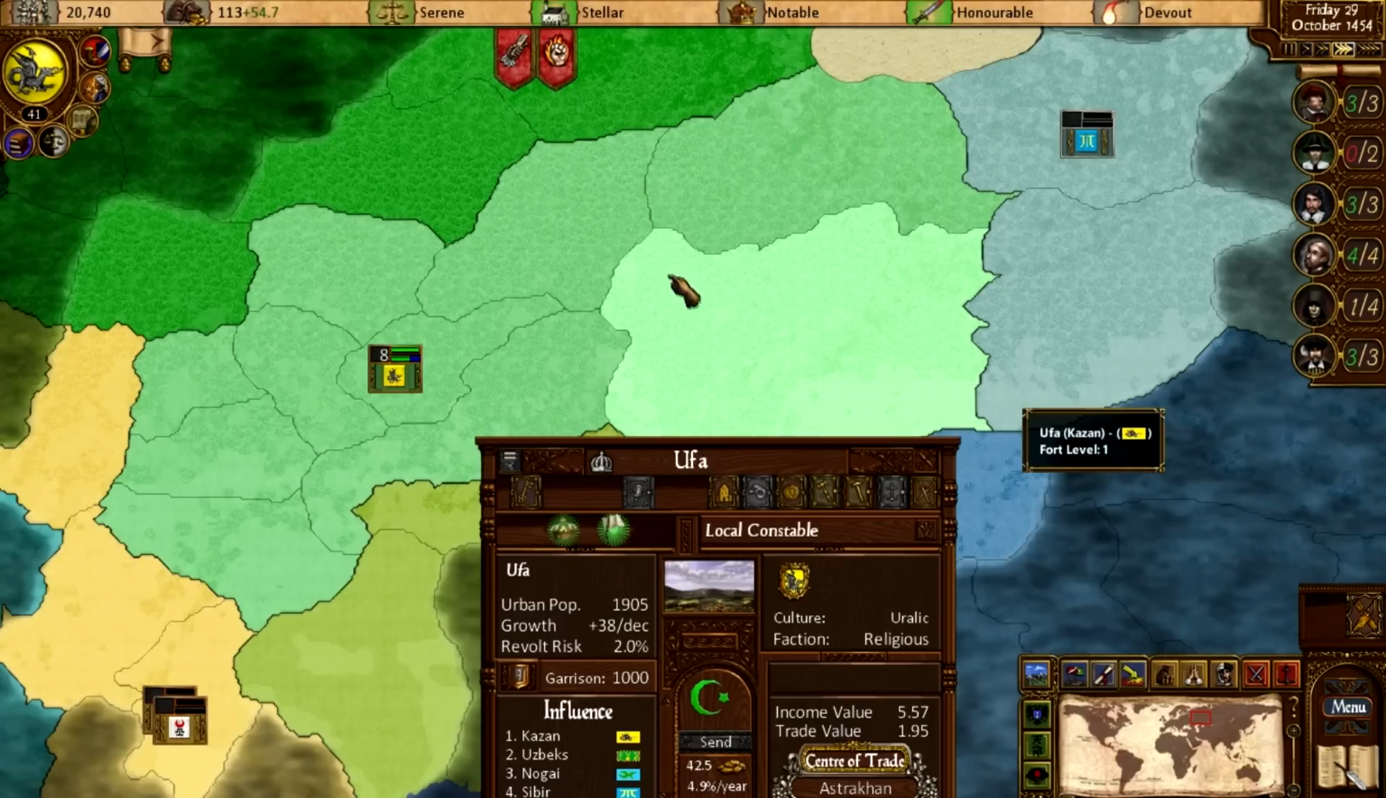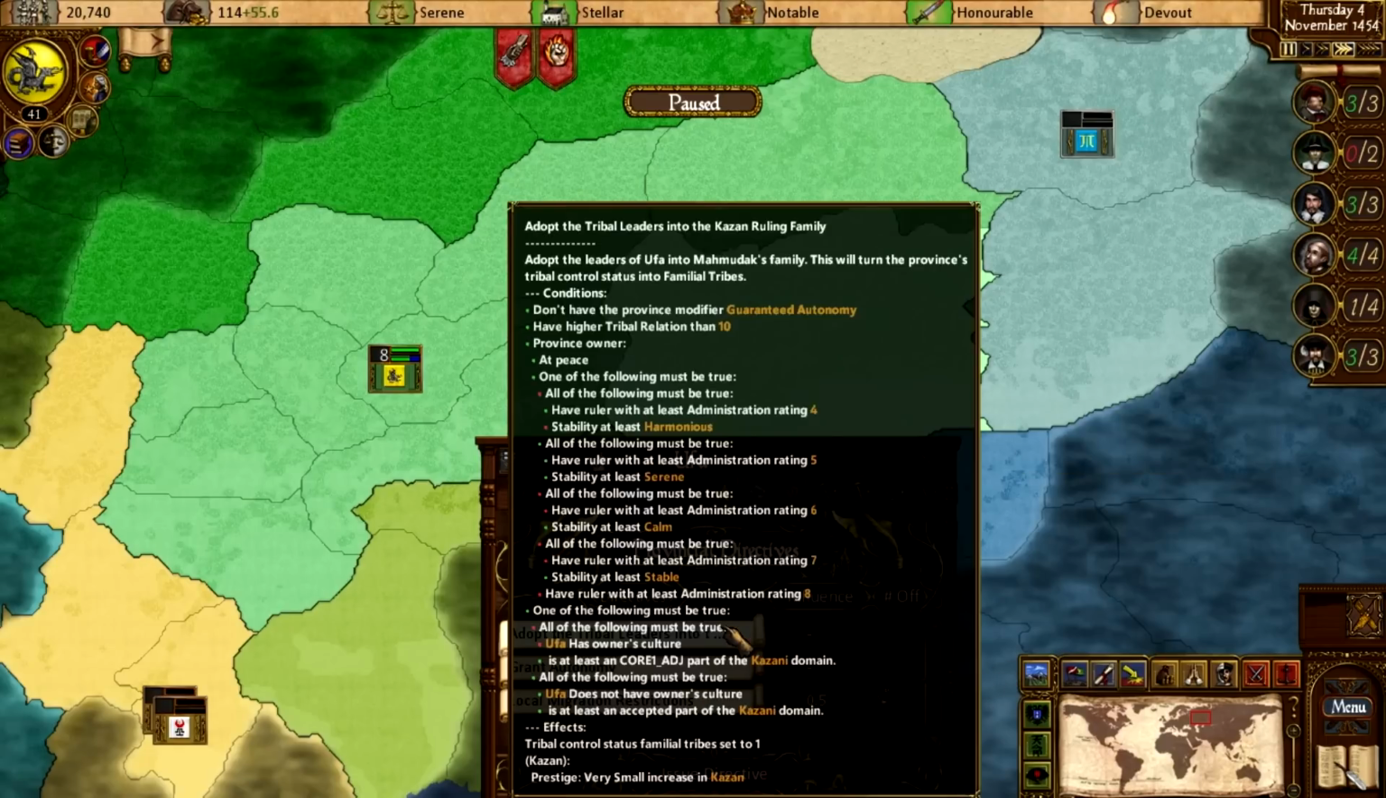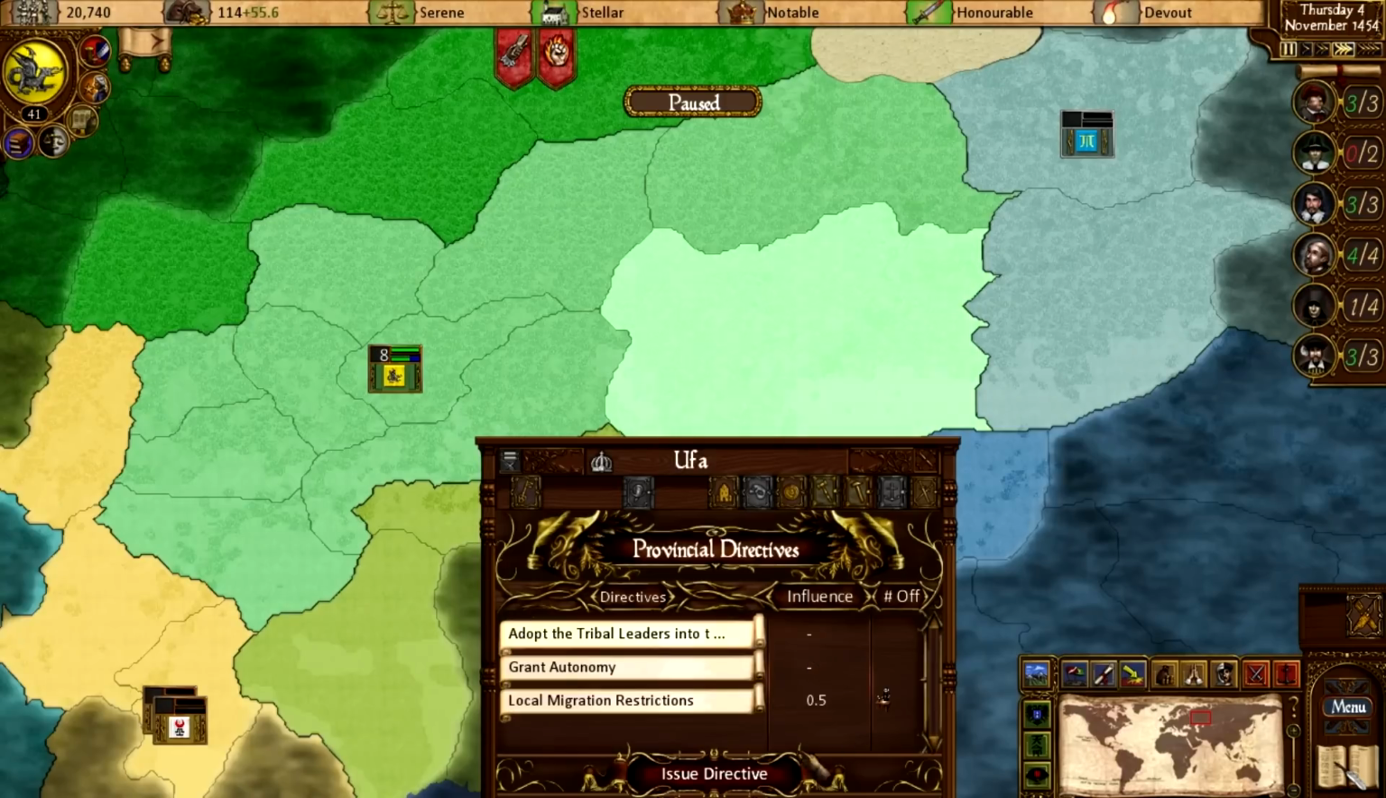So I go here to this province and I'm going to the province decisions, and what I can do now is this: I can adopt tribal leaders into the Kazan ruling family. This is something that I can only do if I have stability, so it's a good thing that my stability increased.